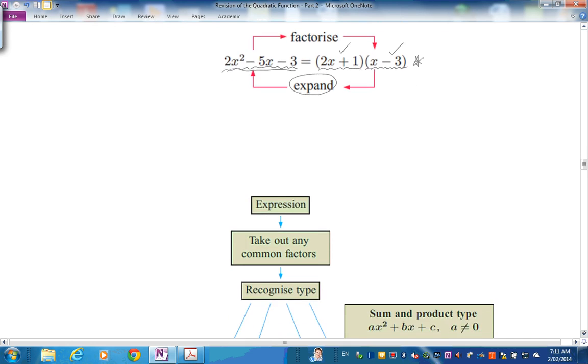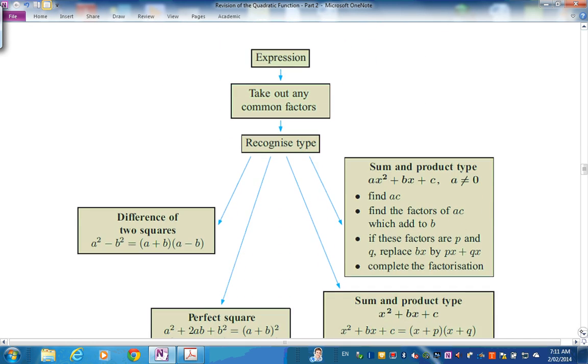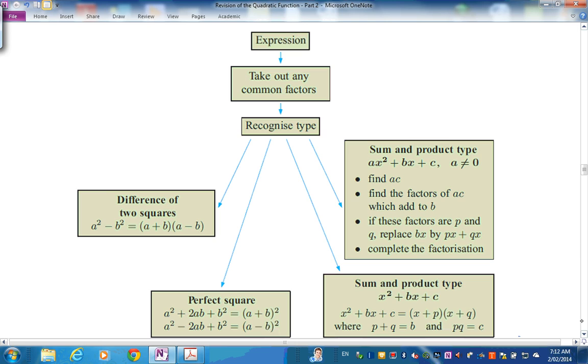Okay, here we are. I've taken this screen clipping here from Hayes and Harris. You start with the expression. First of all, take out any common factors. Let's do something like 2x squared plus 10x plus 12. What do they mean, take out any common factors? Well, first of all, 2 is a factor of all those. So put it outside the bracket.